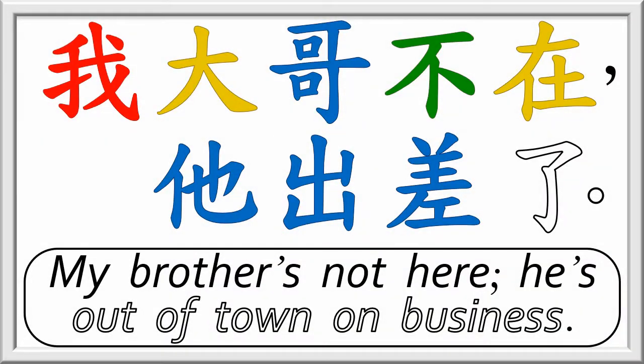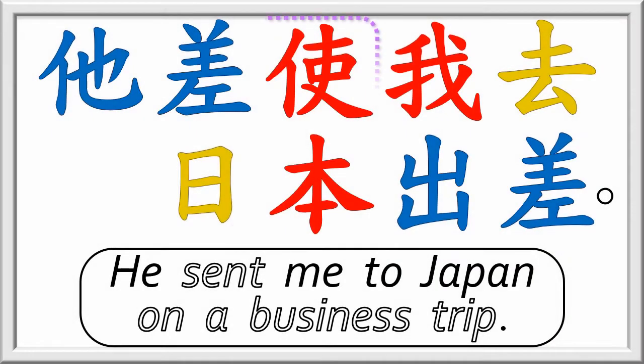Next sentence uses the pronunciation chāi, meaning to send or dispatch someone on an errand or a mission. This extended meaning derives from the idea of rubbing hands to and fro, go and come back. 大哥不在, 他出差了. My brother's not here. He's out of town on business. 他差使我去日本出差. My boss sent me to Japan on business.